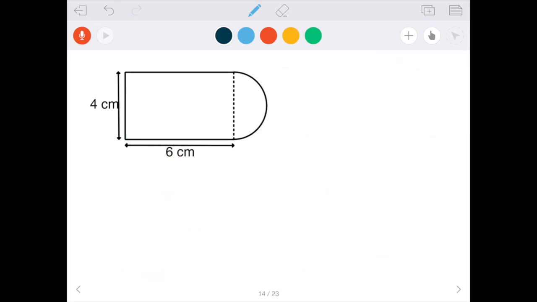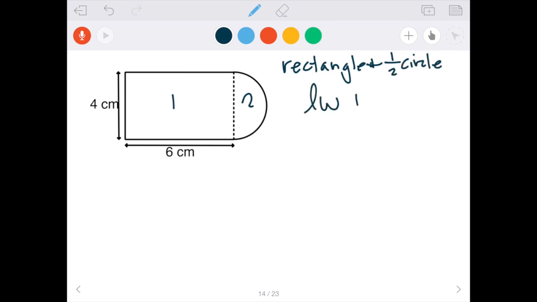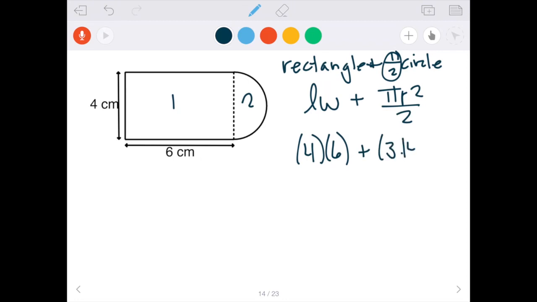Moving on, we have this sort of bullet-shaped object. Again, we're going to be adding to find the total area. We have shape 1 and shape 2. Shape 1 is a rectangle, and shape 2 is a half circle. Rectangle is length times width. Circle is pi r squared, but we're going to have to divide it by 2 because it's a half circle. The length and width of the rectangle are 4 and 6. That's pretty easy to see.